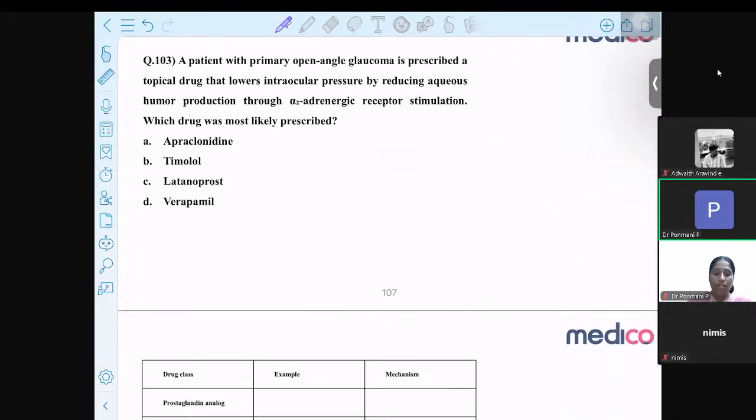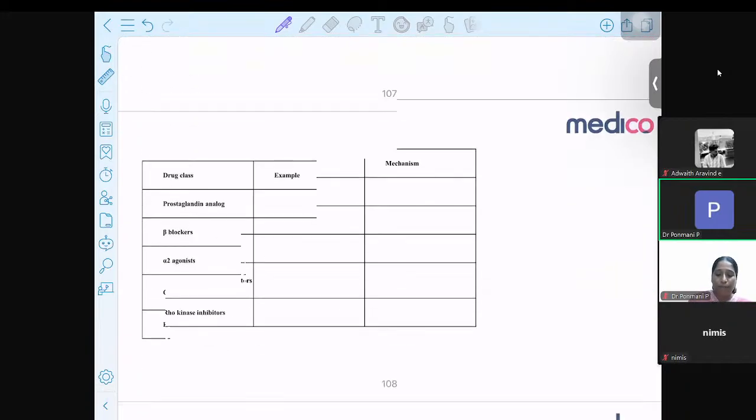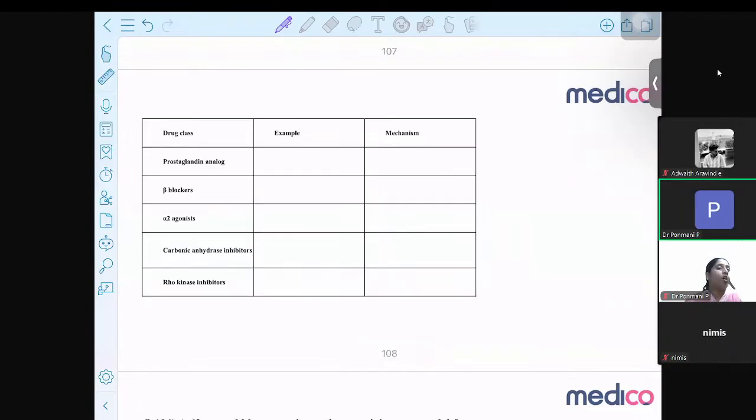Now coming to the next question. A patient with primary open-angle glaucoma is prescribed a topical drug which lowers the intraocular pressure by reducing the aqueous humor production through alpha-2 receptor stimulation. So which of the drugs is most likely to be prescribed? So we must know about the drugs which are used in the treatment of glaucoma.